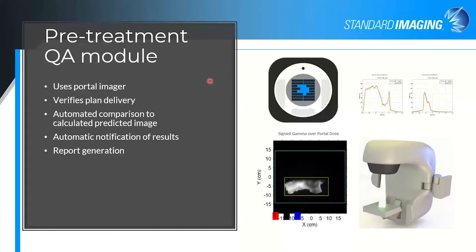The pre-treatment module uses a portal imager and verifies planned delivery compared to a predicted image. So this predicted image, as shown in this graphic, is collected without the couch or the patient in place, just for pre-treatment QA. It's based on a pre-configured gamma pass rate setup, and then based on that gamma pass rate setup, automatic notifications and results are generated. And of course, there is report generation as well.